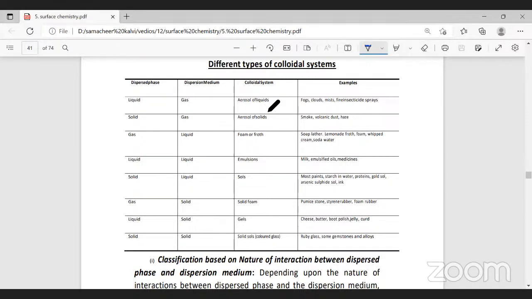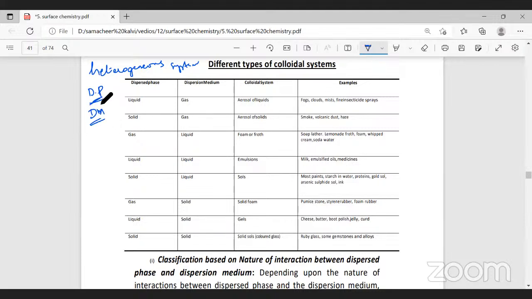Okay, we'll continue with the topic which we stopped from last class: the colloidal system. We learned different types of colloidal systems. Now, a colloidal system is a heterogeneous system. You should remember, any colloid for that matter is a heterogeneous system which consists of two phases. One is the dispersed phase. The other one is called the dispersed medium.